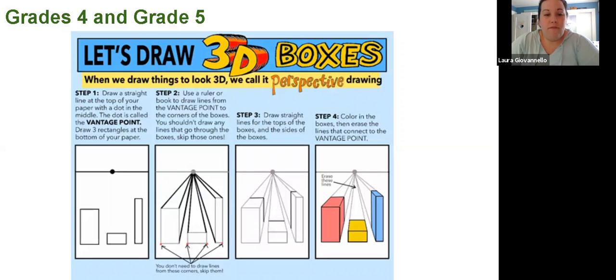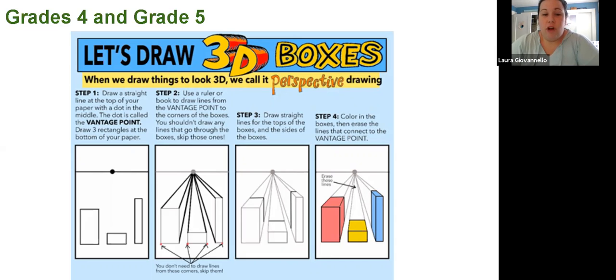For grade 4 and 5, I'd love for you to work on drawing 3D boxes, 3D shapes. When we draw things in 3D, we call it perspective drawing. So we've done a little bit of this so far, so this should be a review for you. So this is 1-point perspective. Step 1 is to draw a straight line at the top of your paper. This would be your horizon line. And you're going to put a dot in the middle, and that's called your vantage point.